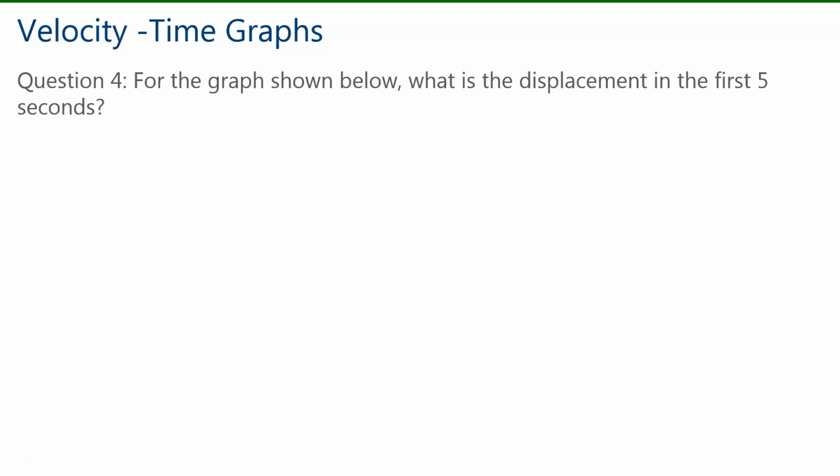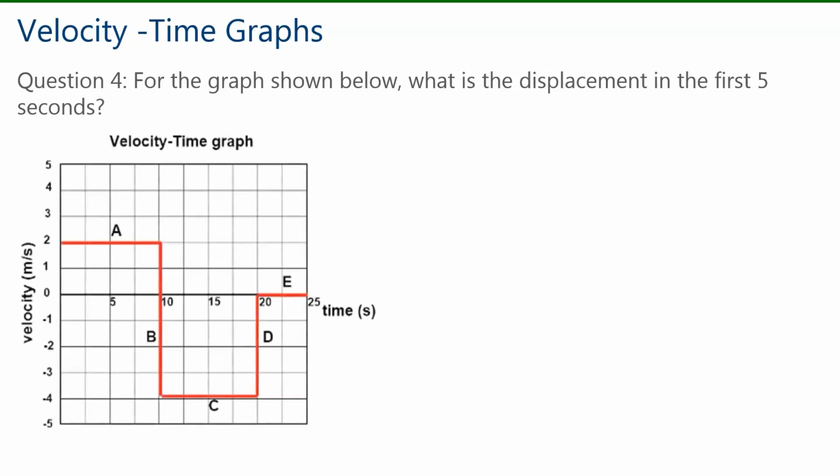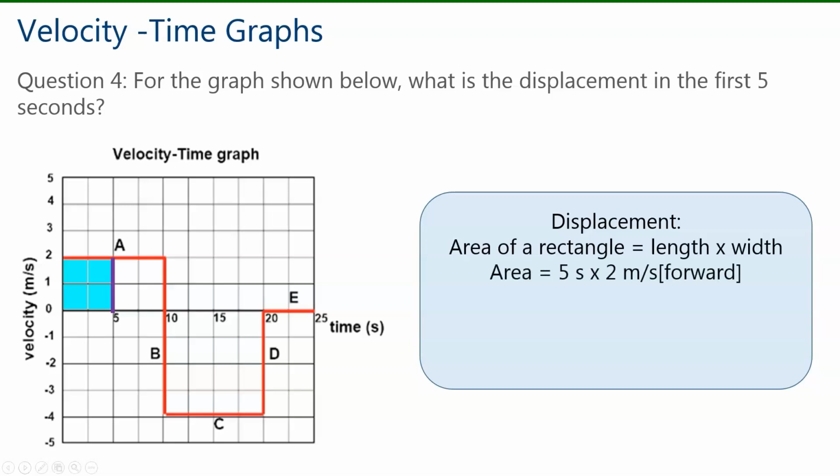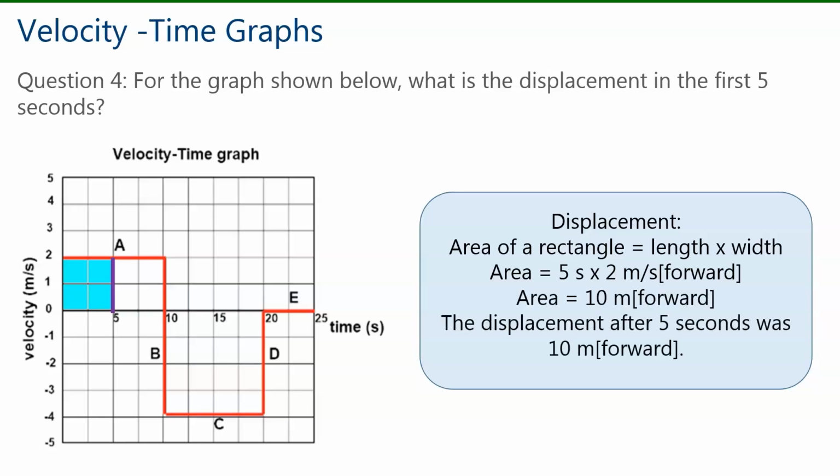Question 4 asks, for the graph shown below, what is the displacement in the first 5 seconds? So the first thing we're going to do is draw a line to connect 5 seconds to the line of our graph. To calculate the displacement, we find the area under the line. The shape formed is a rectangle, so area of a rectangle is length times width. So the area equals the length, 5 seconds, times the width, 2 meters per second forward. Seconds cancel out, and that gives us 10 meters forward. The displacement after 5 seconds was 10 meters forward.